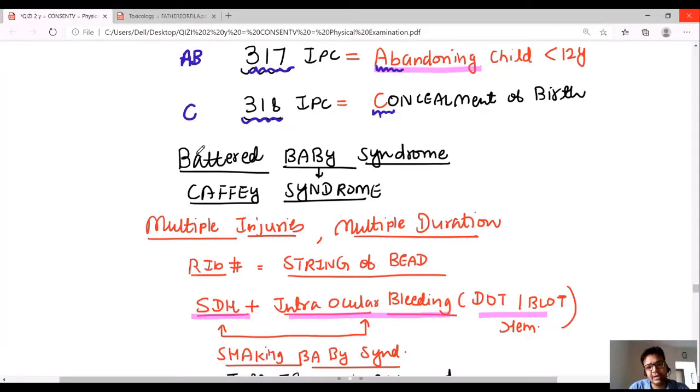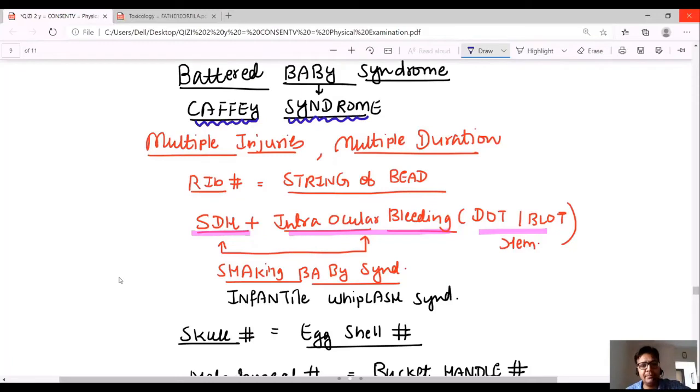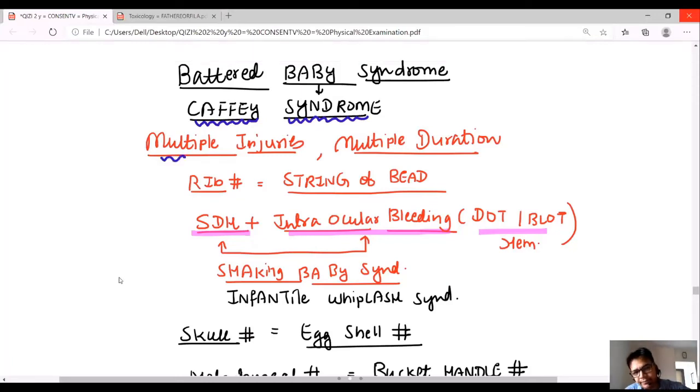Battered baby syndrome, my dear friend. Battered baby syndrome is also known as Caffey syndrome. If a child is frequently beaten by parents, this is known as battered baby syndrome. There will be multiple injuries on the body, and these injuries will have multiple durations.